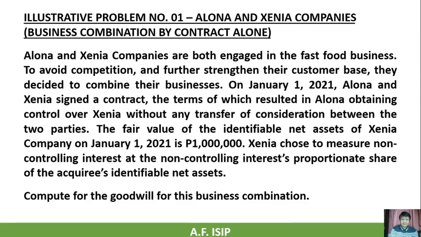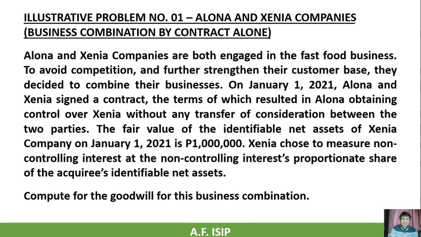competition. So on January 1, 2021, Alona and Xenia signed a contract, the terms of which resulted in Alona obtaining control over Xenia without any transfer of consideration between the two parties. So here the contract is very clear. Alona will gain control over Xenia, but no cash payment will be made and no issuance of shares of stocks will likewise be made. It is just a simple contract.